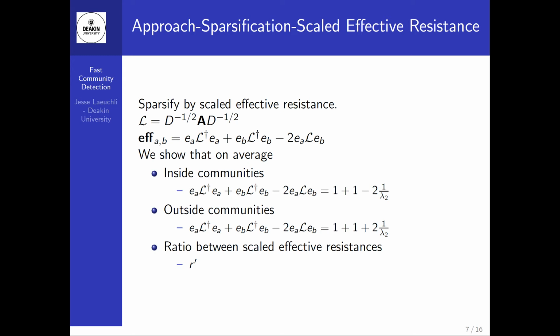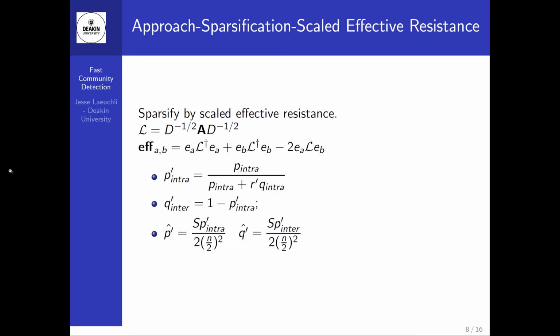And you can then compute the ratio between those, and that helps you if you're going to sample by these scaled effective resistances. You know sort of what the ratio is that you'll sample inside versus you'll sample outside. So based on that, we can now get a new expected value for our P and Q based on this scaled effective resistance, and it turns out your expected number of samples to get a P and Q such that you can recover the communities is much lower if you use the scaled effective resistance. So that's a nice result.